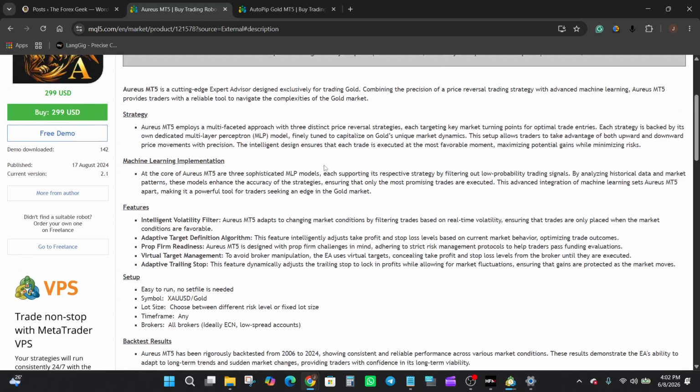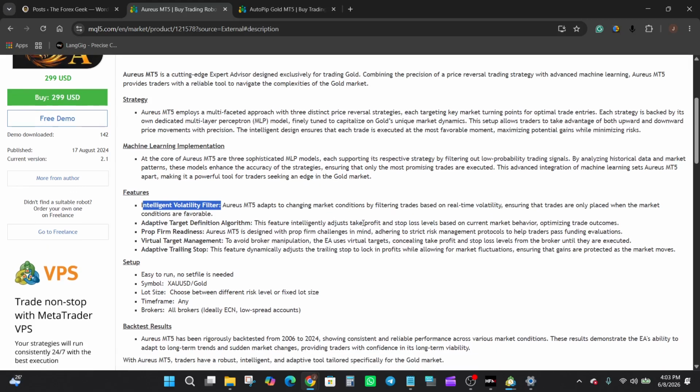Another key feature mentioned is the intelligent volatility filter. This means the EA adapts its activity depending on current market conditions and only participates when volatility is considered suitable. In practice, this type of filter is usually aimed at avoiding unstable or low quality trading environments.